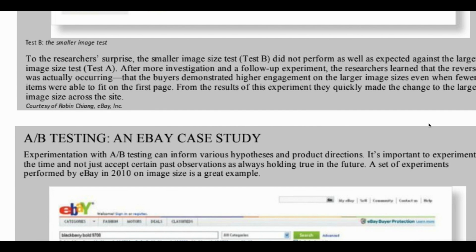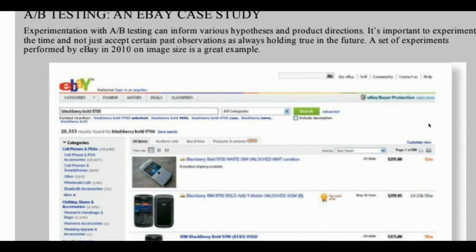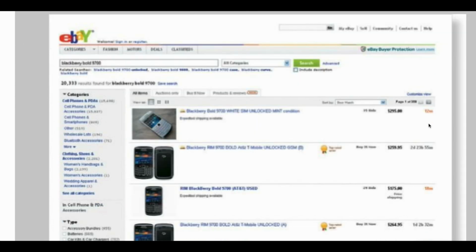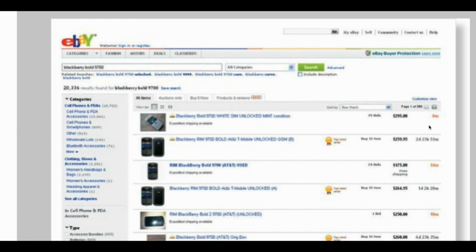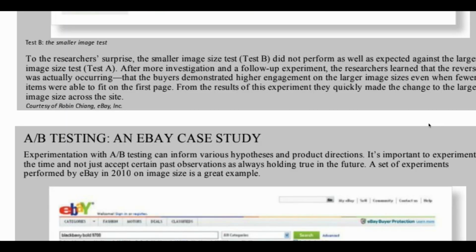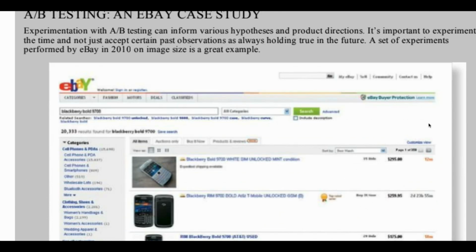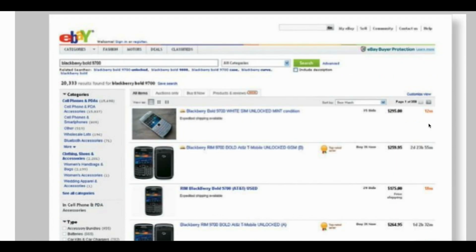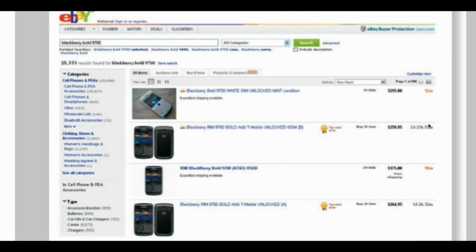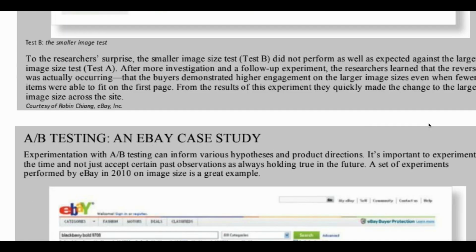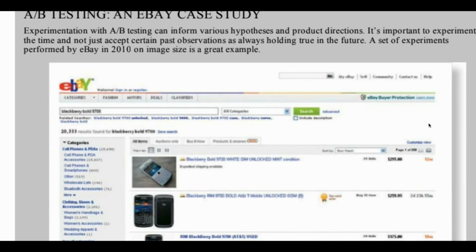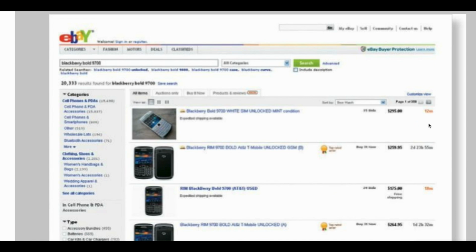Experimentation with A/B testing can inform various hypotheses on product directions. It is important to experiment all the time and not just accept certain past observations as always going to be true in the future. A set of experiments performed by eBay in 2010 on image size is a great example. Over the course of several tests, eBay researchers generally observed that their buyers have higher engagement when they minimize the number of listings above the fold and minimize the need to scroll the page. Keep this hypothesis in mind.